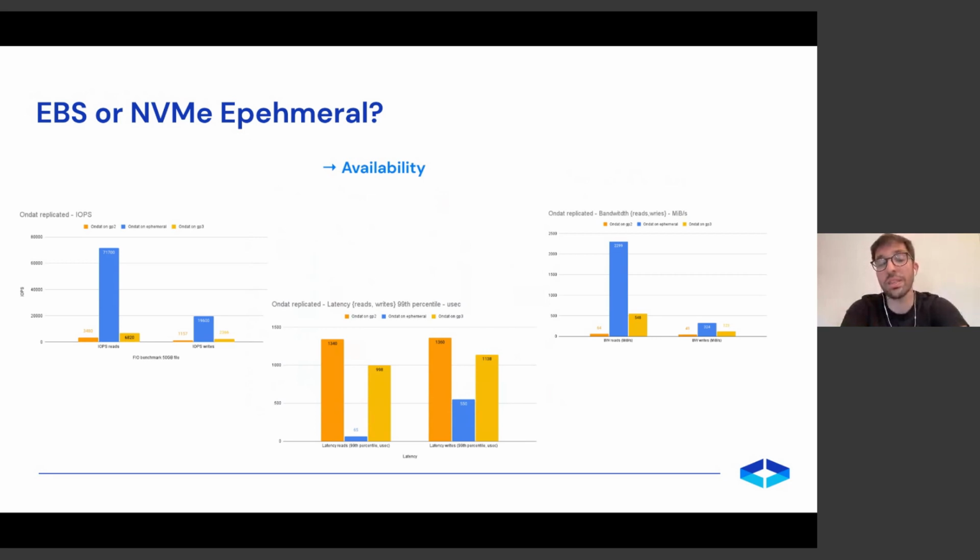Now, what is the next step here? NVMe is way faster. No surprises there. We have availability thanks to Ondat. But what is the big difference? The big difference comes into the cost. How much are we getting for how much are we paying?